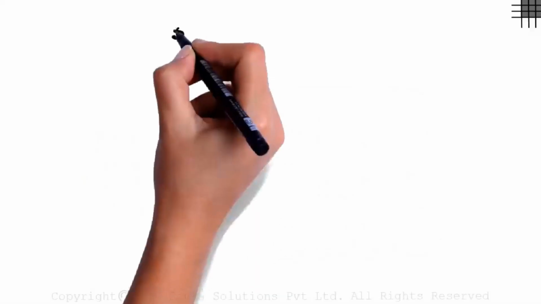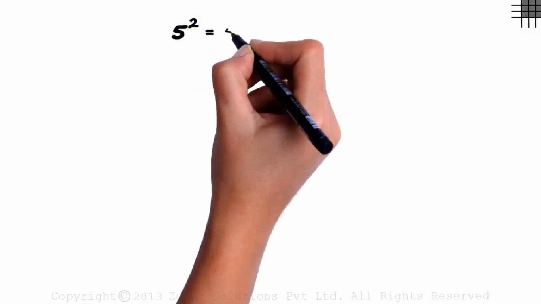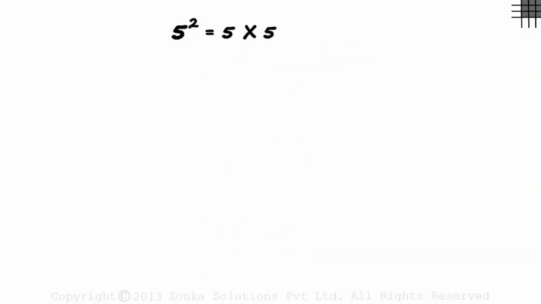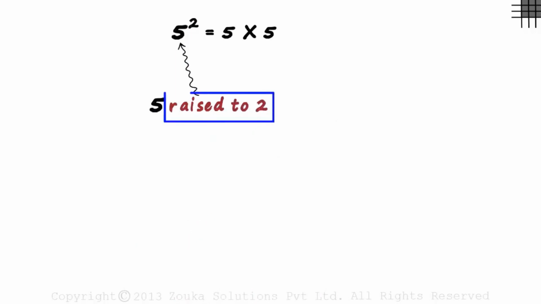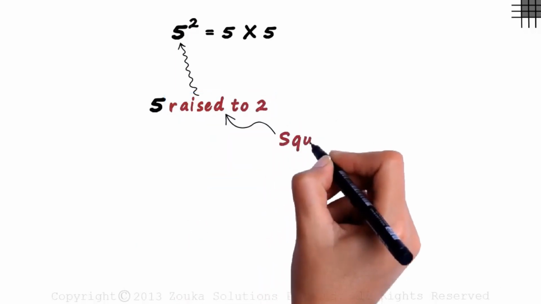Look at the number on the board. We know that 5 is the base and 2 is the exponent. Hence, this equals 5 times 5. We also know that this is read as 5 raised to 2. This raised to 2 can be replaced with the word squared.